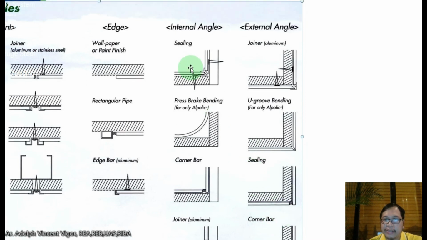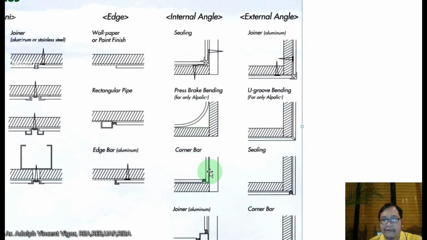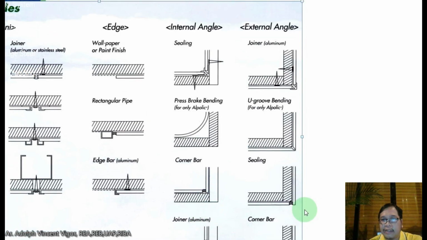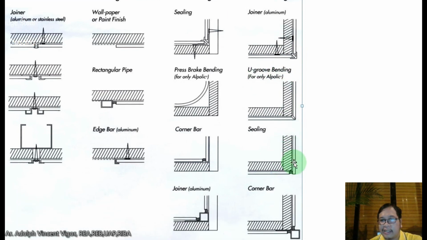Okay, so this is the internal angle. So this is the press brake or bending. It's only used for Alpolic. This is the corner bar here. This is another example of a corner bar. So here it's more of a curve, and here a joiner. So you have an aluminum joiner, and here is a sample of a U-groove bending. Then here for the ceiling, and here for the corner bar.